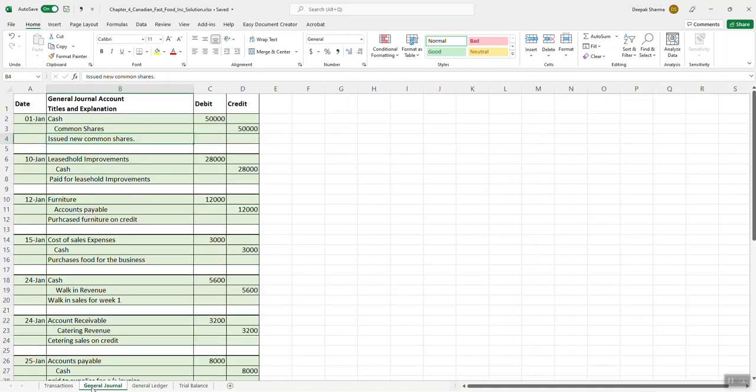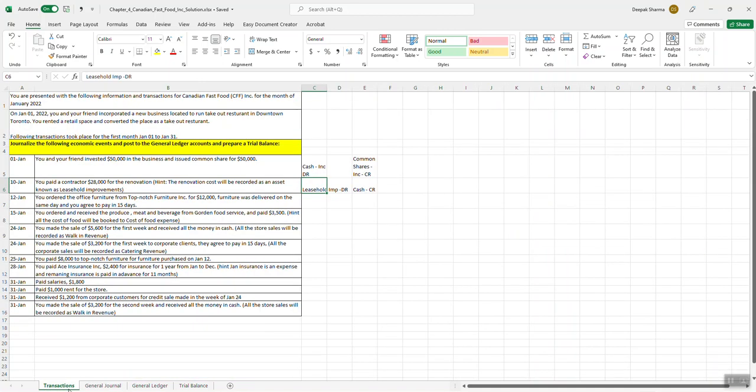Then we come here, record a journal entry, we put the date, debit the leasehold improvement, and credit the cash for 28,000. And that was your second entry.